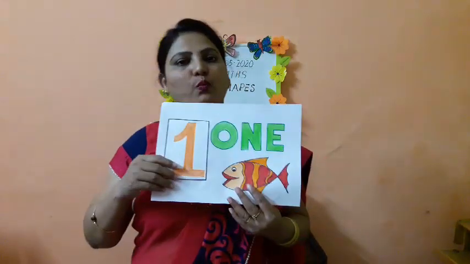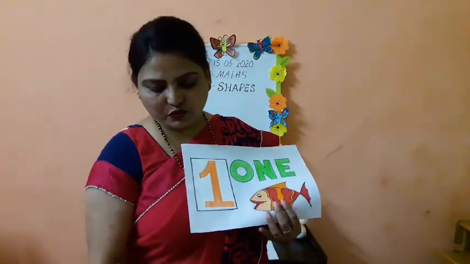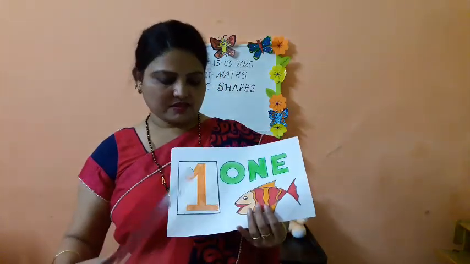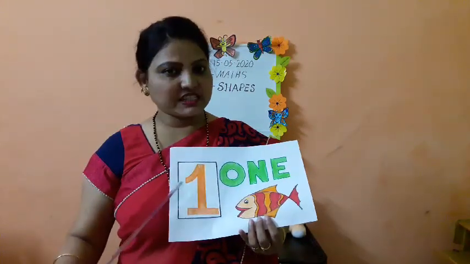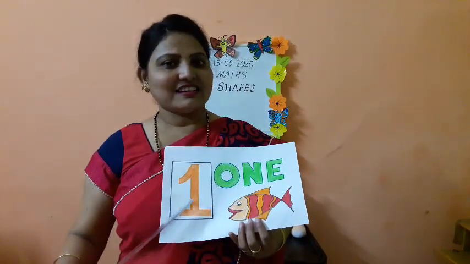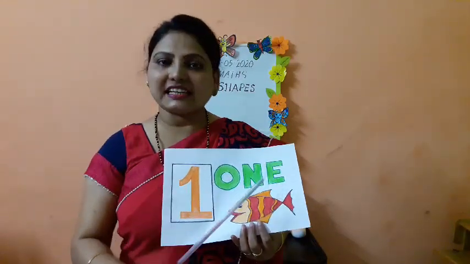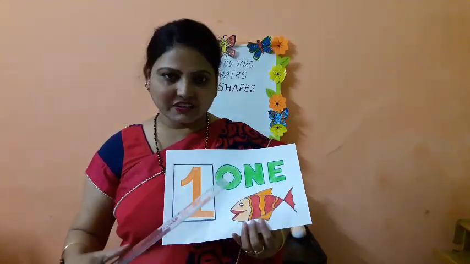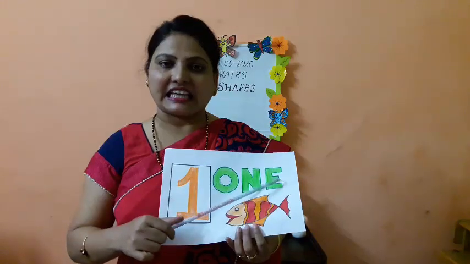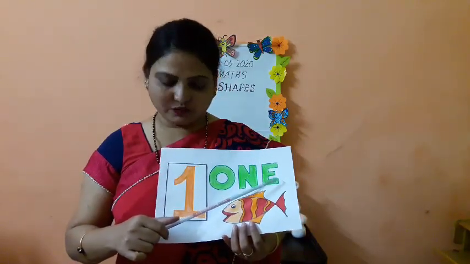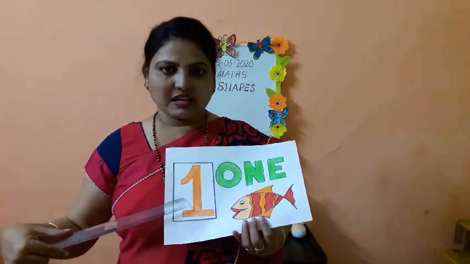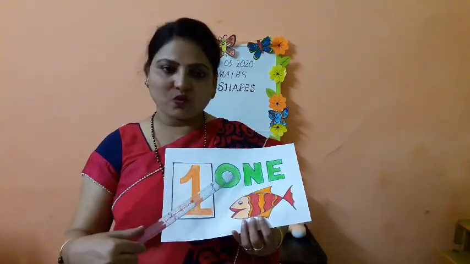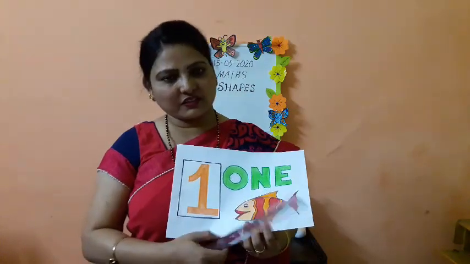So first we'll take 1. Do you know this number? Yes, 1. One fish. And what is the spelling of 1? Yes, O-N-E, 1. Again repeat. O-N-E, 1. Very good. Number is 1, spelling is O-N-E. Okay, now we'll come to 2.